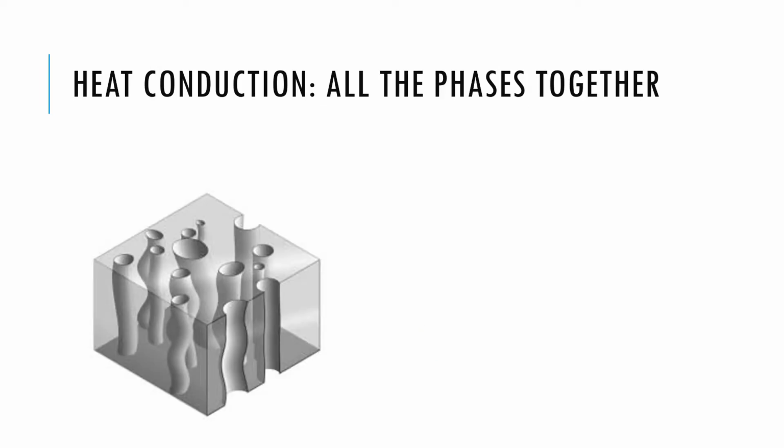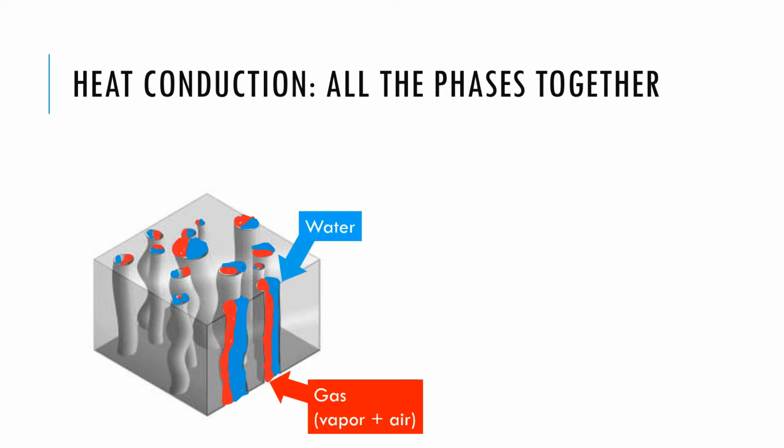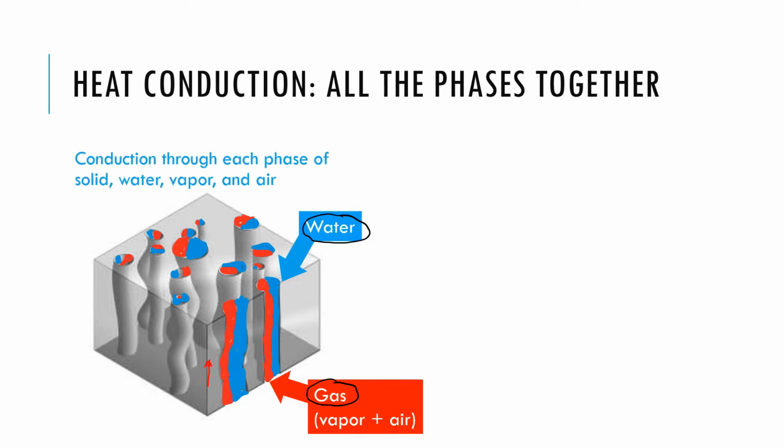So we're going to now build the various terms. In extending to the porous media, where we have a solid matrix and the various fluid phases, water and vapor and air, we're going to first consider the conduction term. So remember, conduction happens, of course, through each one of the phases. So conduction happens through the solid phase, through the gas phase, and through the water phase. So they all need to be considered. So let's see how we can do that.